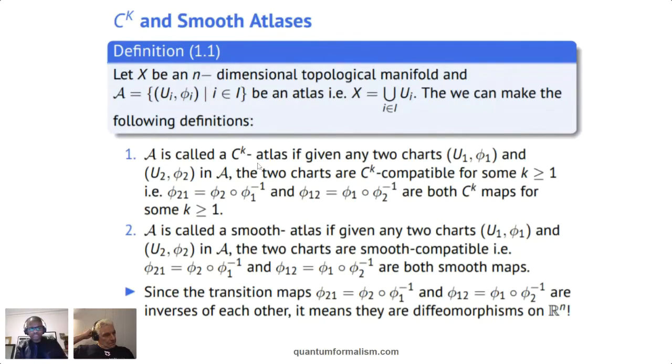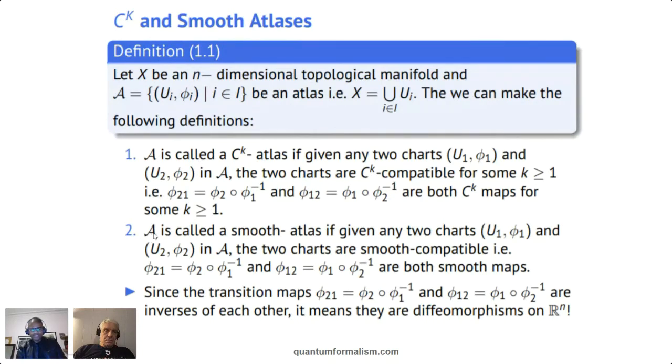So it's important to always know that these transition maps are actually maps from part of Rn to another part of Rn, to an open part of Rn to another open part, right? Because these are homeomorphisms also, right? So this is called CK. If it's CK for some K greater or equal to 1, we say the atlas is a CK atlas.